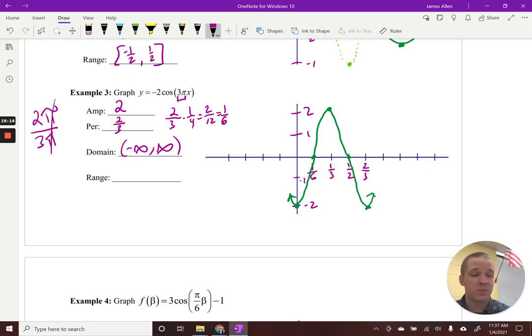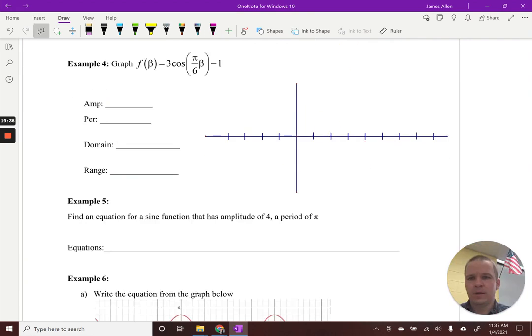Once we get into the reciprocals, tangent, cotangent, that's where you're going to start seeing different domains. Now for our range, how high and how low does it go? We've got from -2 to +2. I don't know why I started drawing an infinity. There we go. Fantastic. Time to move on.